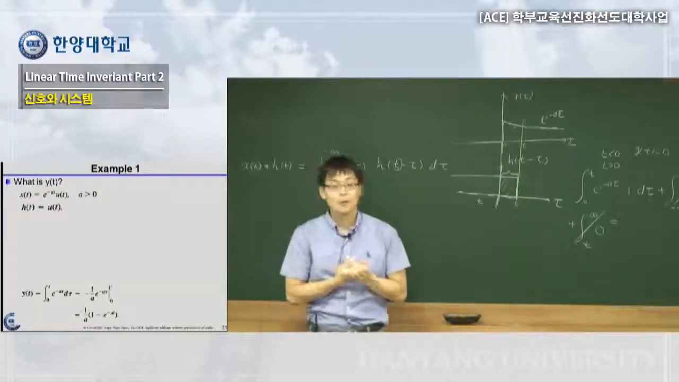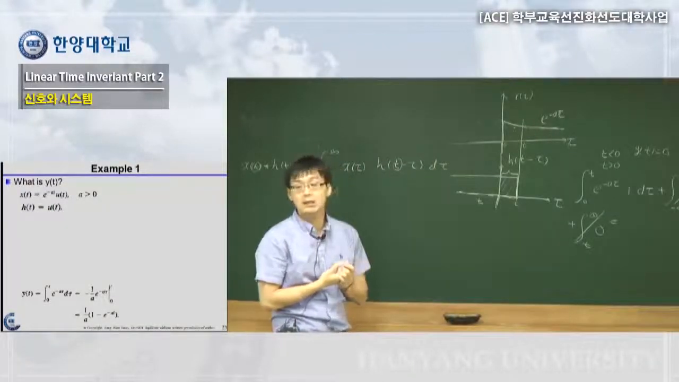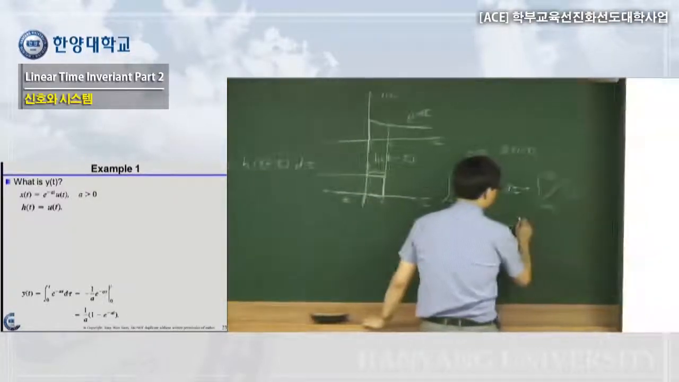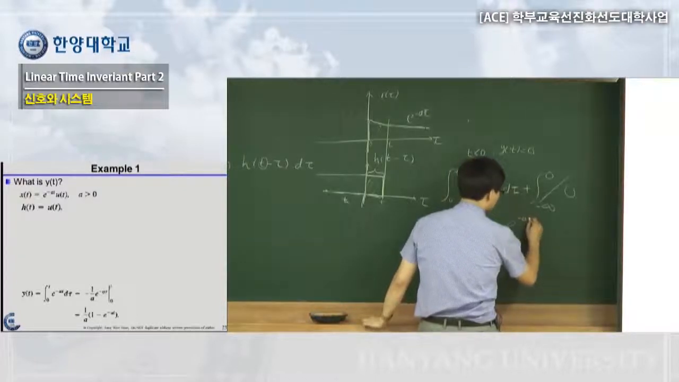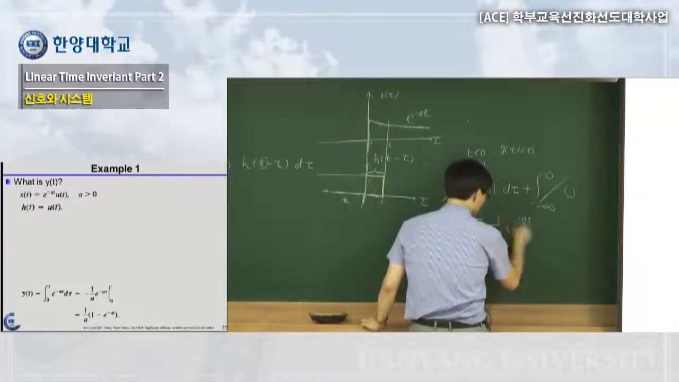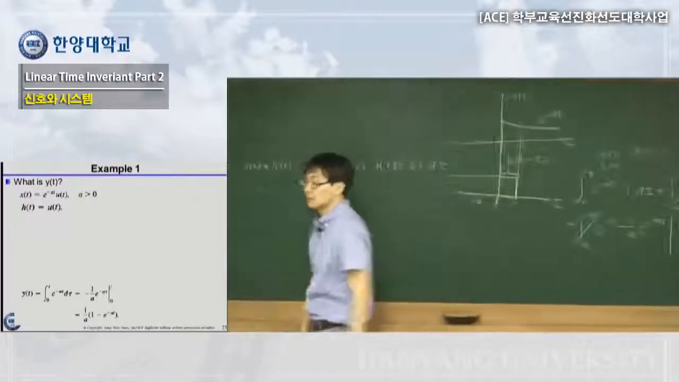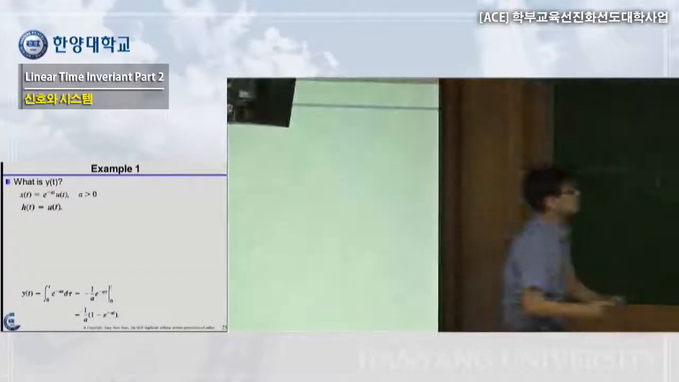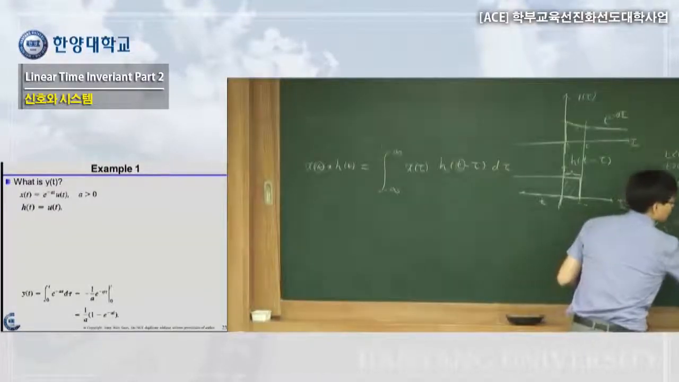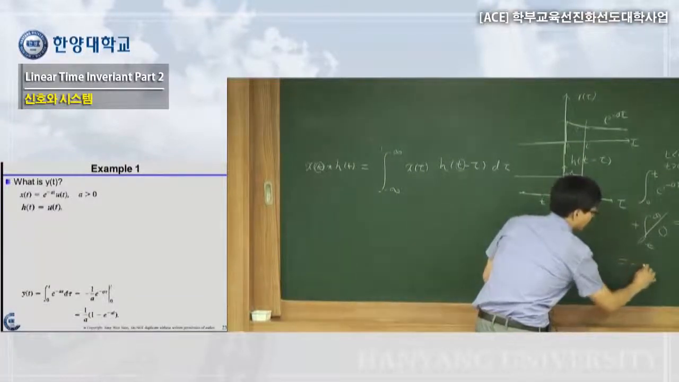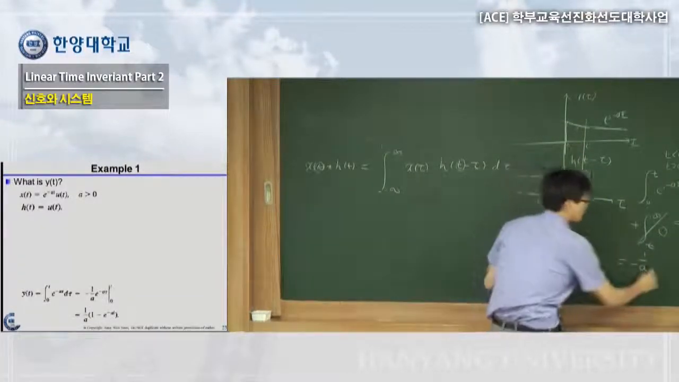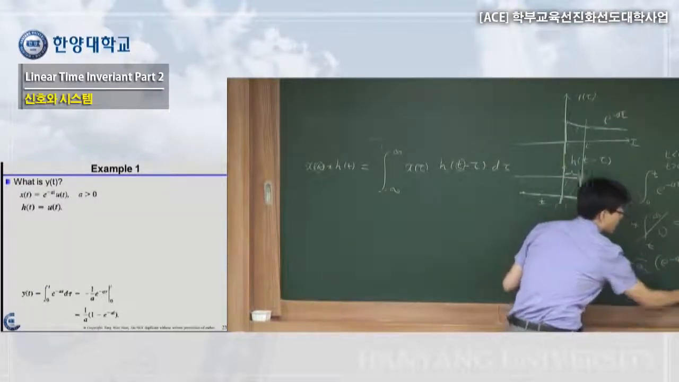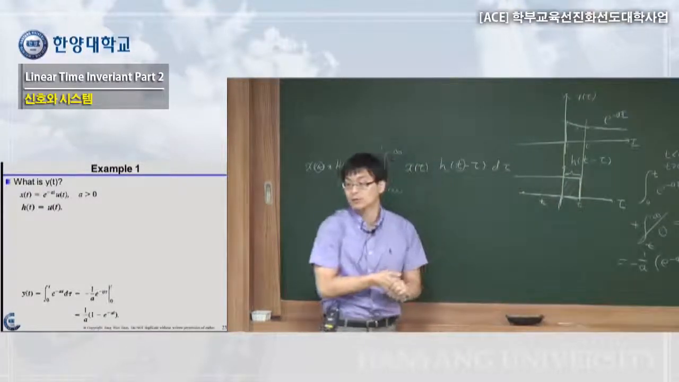What's the integration of e minus a tau? Right here, we will have 0 to t, meaning that we have minus 1 divided by a, exponential e minus a t minus 1. That's the answer to this question.